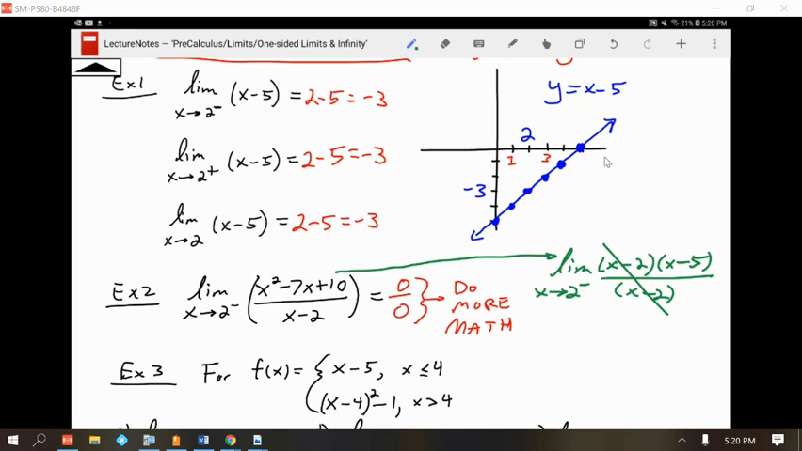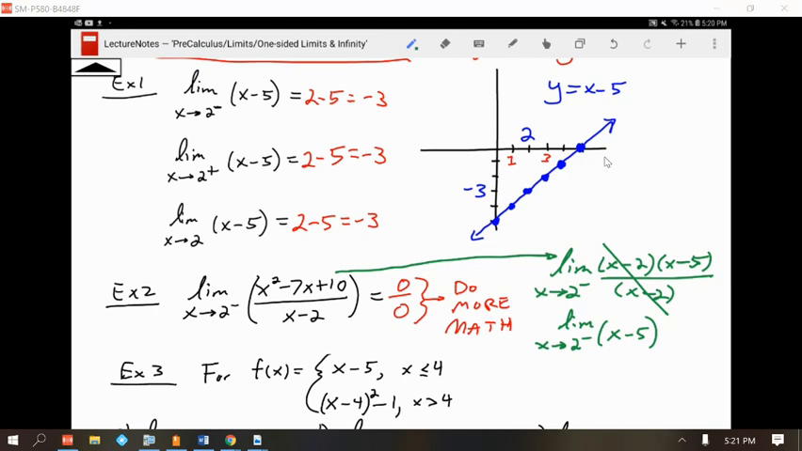So I have a removable discontinuity. Whenever you see 0 over 0, you know right away there's a removable discontinuity at that number, in this case 2, because 2 is the number that gave me 0 over 0. Removable discontinuity means there's a hole in the graph at 2. And so what am I going to do now? Now I'm going to use this function that I have left over, the factor x minus 5.